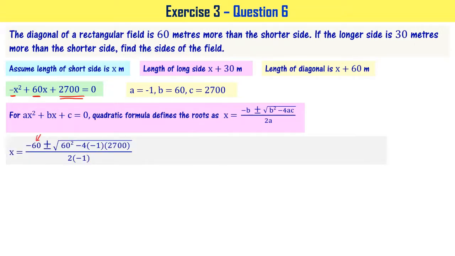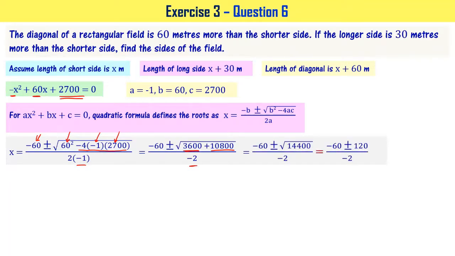Let's write that and substitute them into the quadratic formula such that x can be written as minus b plus or minus square root of b square, that is 60 square, minus 4 times a, that is minus 1, and c, that is 2700, divided by 2 times a, that is minus 1, right? You can further simplify this and write it as minus 60 plus or minus square root of 60 square is 3600, and this minus 4 times minus 1 times 2700 is going to be 10,800, and 2 times minus 1 is minus 2. This can be further simplified and written as minus 60 plus or minus square root of 14,400 divided by minus 2.